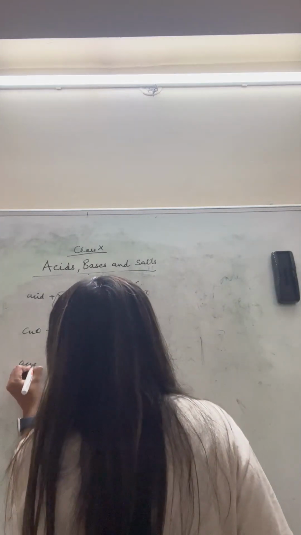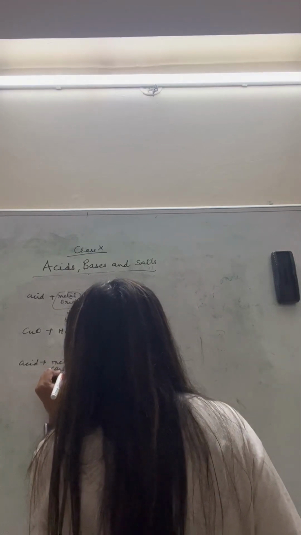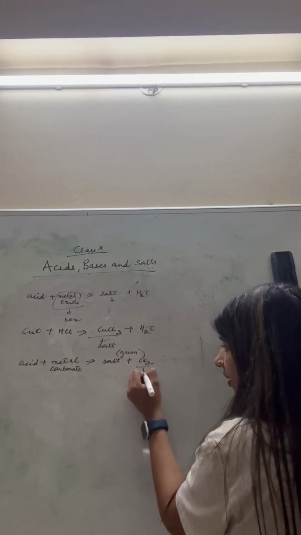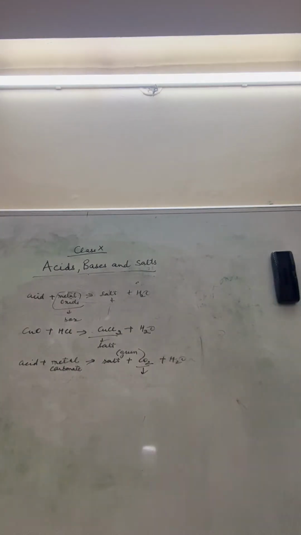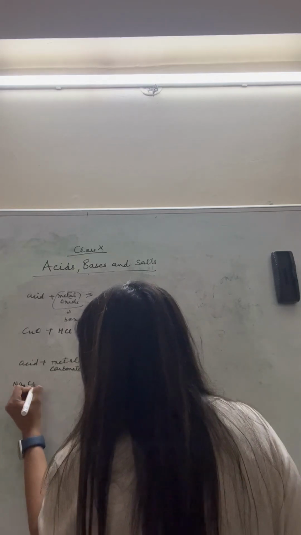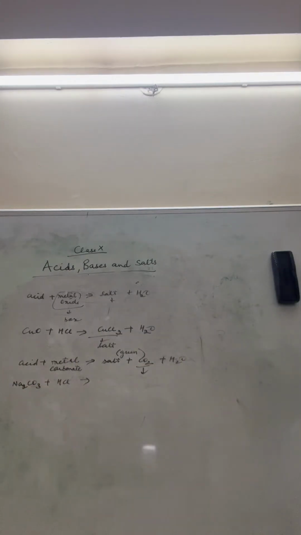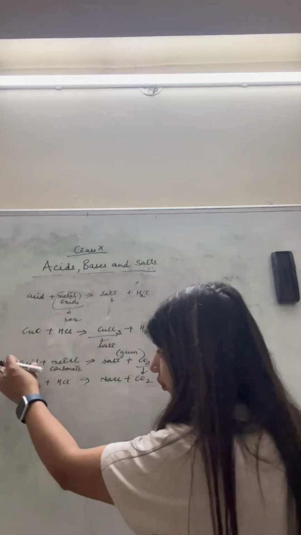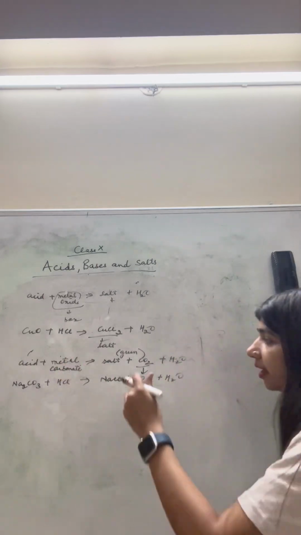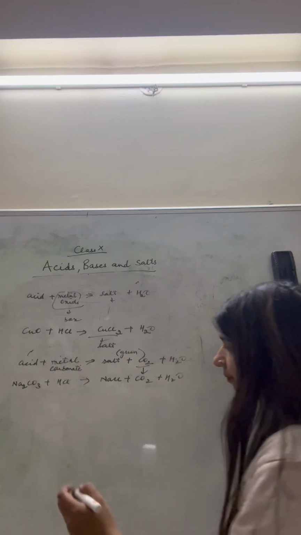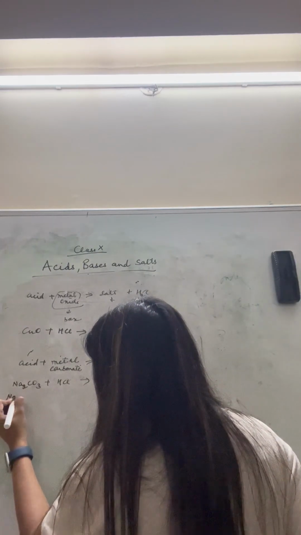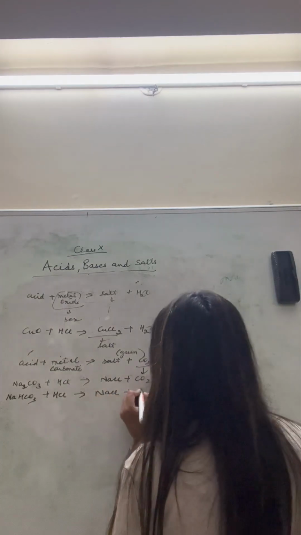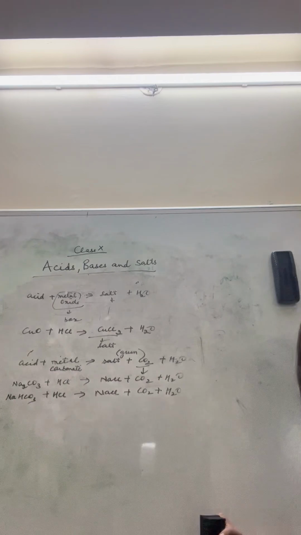Likewise, acid plus metal carbonate will give you a salt, plus carbon dioxide will also be released, plus water. Right? Like if you take the metal carbonate Na2CO3 and the acid HCl, you will see that a salt is produced which is NaCl plus CO2 plus H2O. Likewise, if you react an acid and a metal bicarbonate together, still you will get a salt, carbon dioxide and water. For example, the metal bicarbonate NaHCO3 plus HCl gives NaCl as a salt, right?